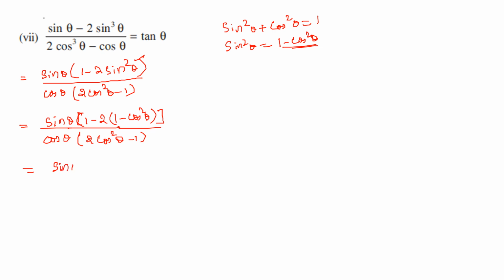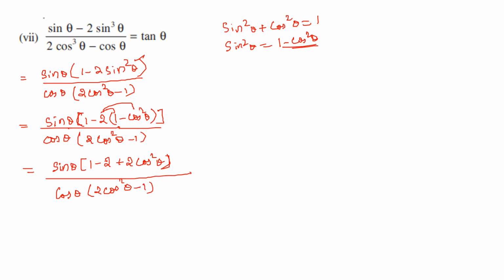Now it will be sin theta into 1 minus, let's multiply 2 with 1 and 2 with cos square theta, so minus 2 plus 2 cos square theta, divided by cos theta into 2 cos square theta minus 1. And in the numerator, if you see, 1 minus 2 is minus 1 plus 2 cos square theta, divided by cos theta into 2 cos square theta minus 1.